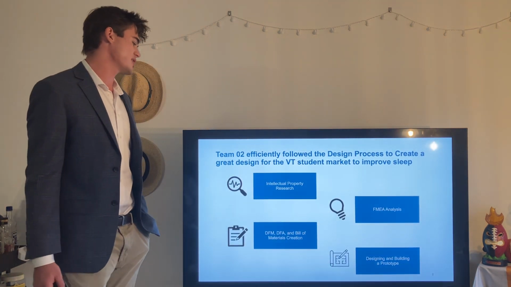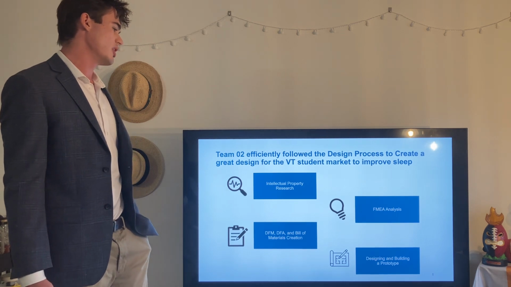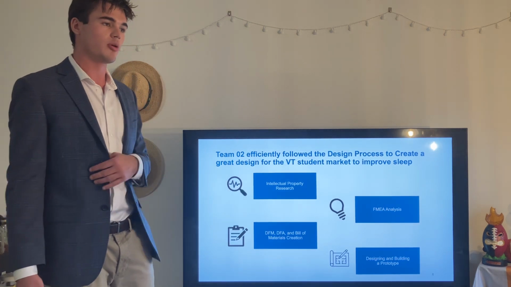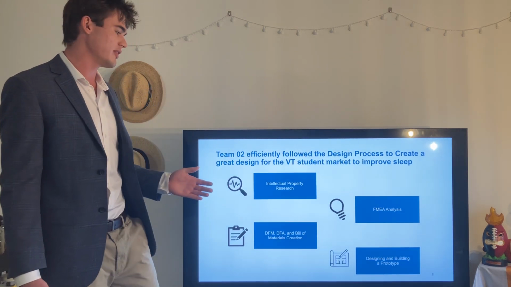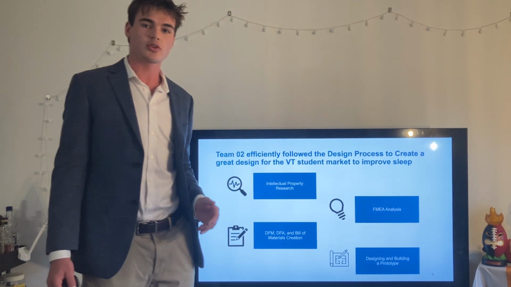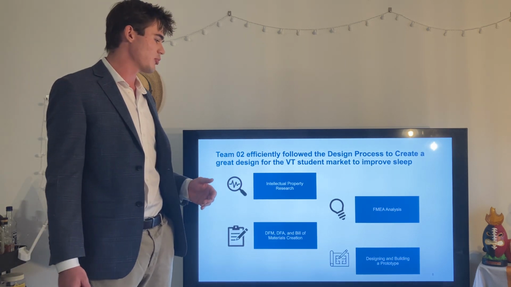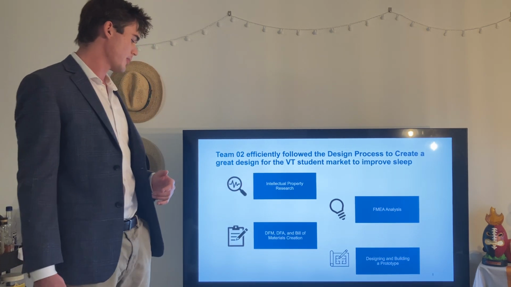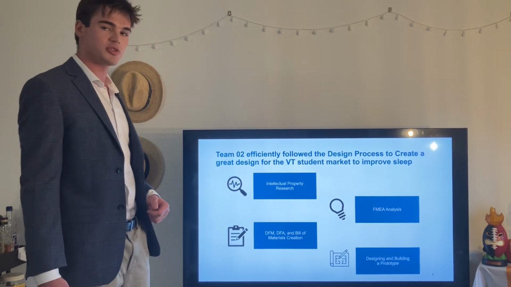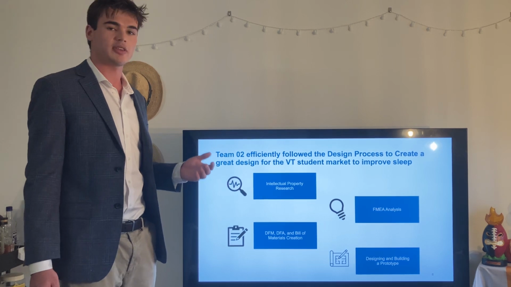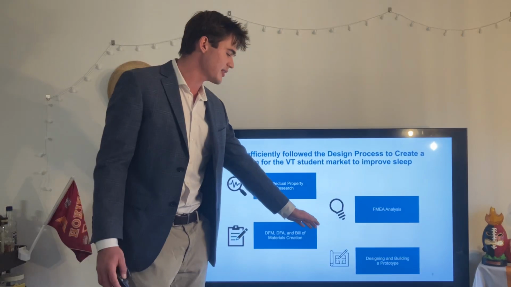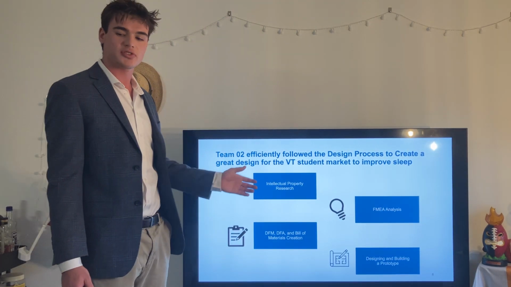We followed the design process to create a great design for the VT student market to improve sleep. Firstly, doing intellectual property research to ensure that our design was proprietary, acceptable, and not stealing from somebody else's design. Then we did FMEA analysis in order to identify potential failure points and improve our design to make it less prone to failure. Next, we did design for manufacturing, design for assembly, and established a bill of materials in order to investigate the cost and time requirements for mass producing our design. And then finally, we designed and built a final prototype, and I'll show those steps to you in greater detail now.